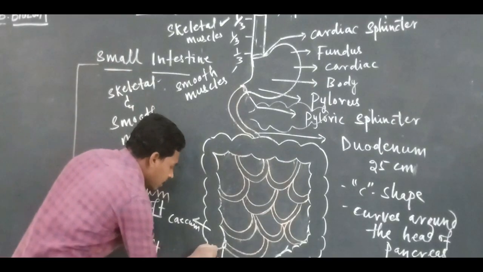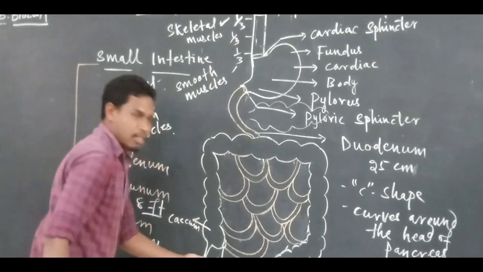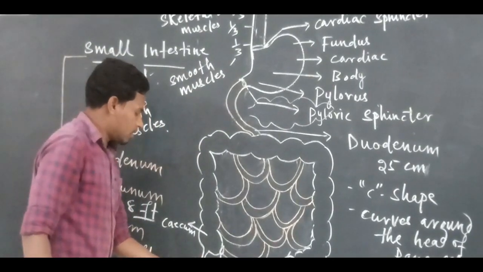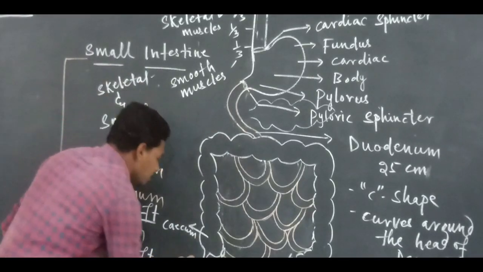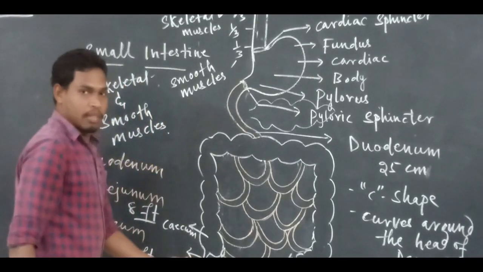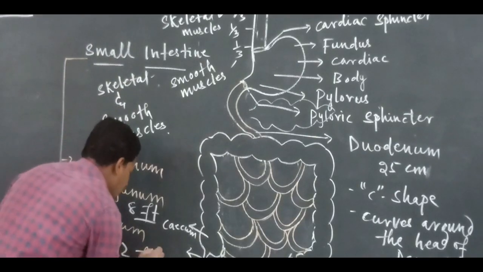And we find an extension in the cecum part. This is known as the vermiform appendix. Vermiform appendix.